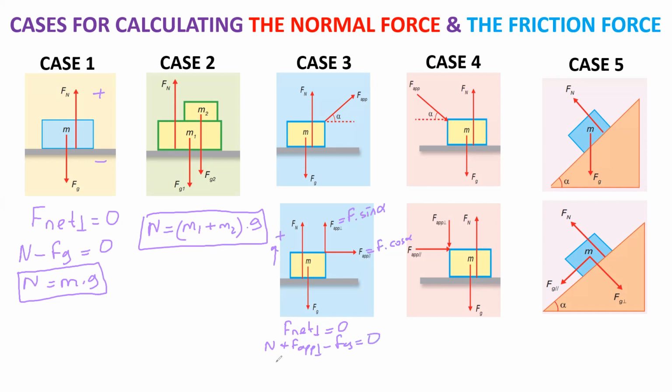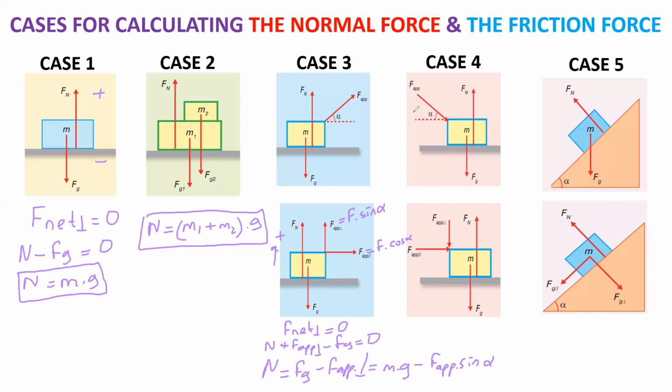So you can write normal force like this. Normal force equals, let's write it nicely, you are just taking F apply perpendicular to the other side. Normal force equals Fg minus F apply perpendicular. So what we know, Fg is equal to m times g, and minus F apply perpendicular, which we said is F apply times sine alpha. This is my normal force for this case.